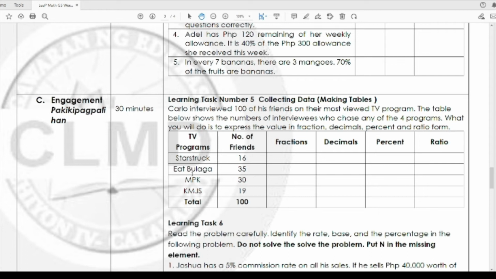So from the first column, you will see the TV programs. Number 1 is Starstruck. Number of friends who viewed it, 16. Eat Bulaga, 35. Magpakailanman, 30. KMJS, 19. A total of 100 friends. So you will write the fractional equivalent of this 16, decimal, percent, and ratio.